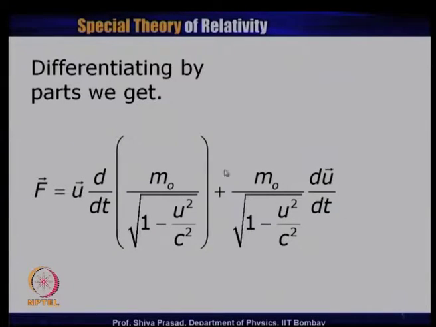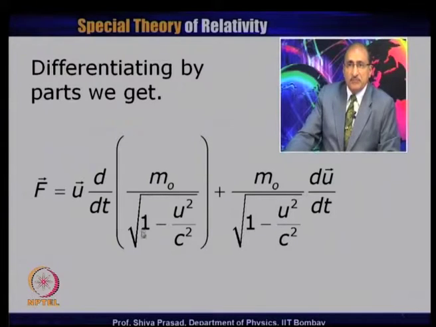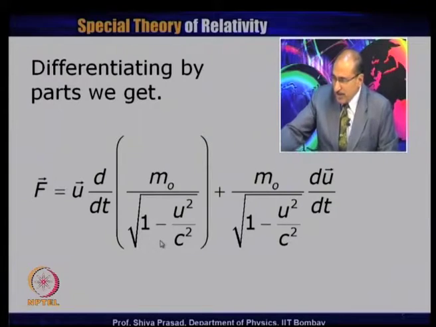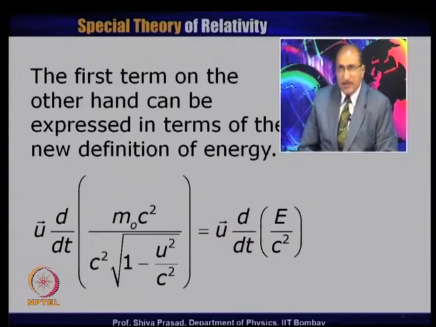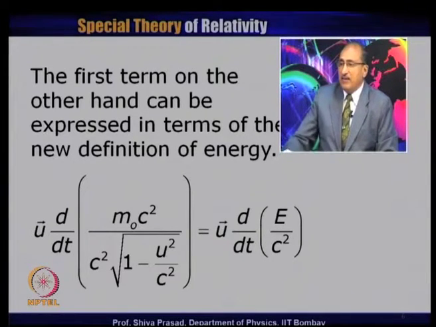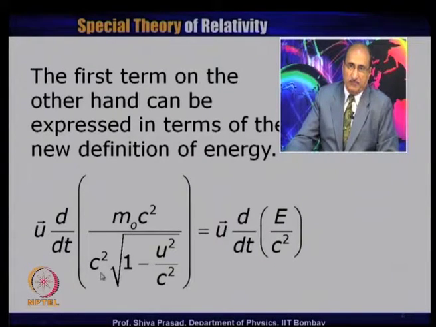Now, let us look a little more closely at this particular equation and try to see whether I can make meaning out of it. In the next transparency, that is what I am trying to do. I am trying to look at this first term, which is d/dt of under root 1 minus u square by c square. This m naught which was appearing outside, I have brought it inside. I have multiplied by c square and also divided by c square.